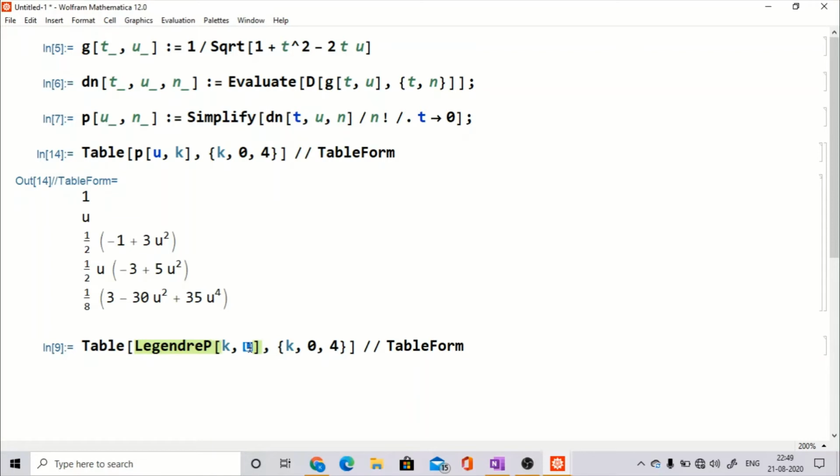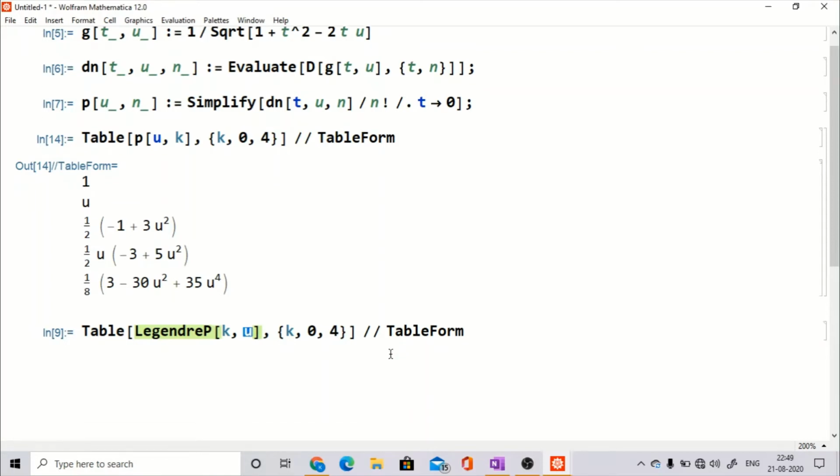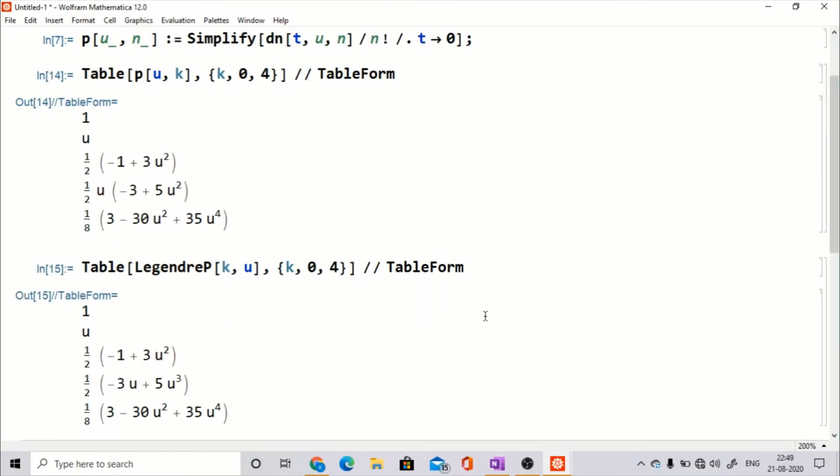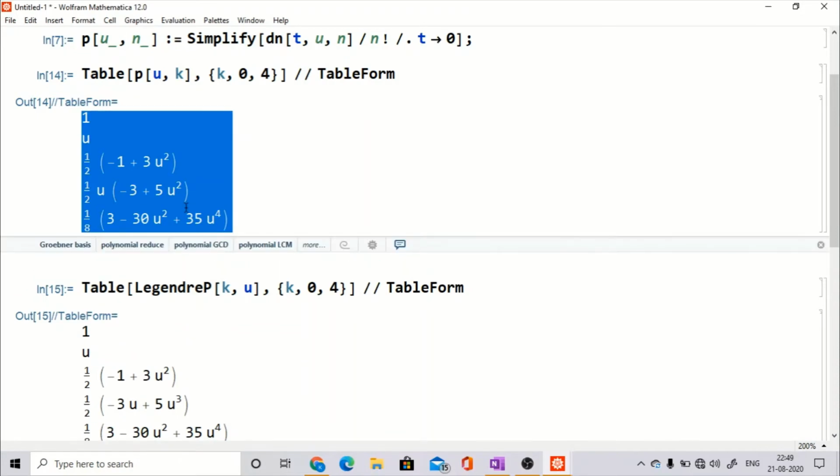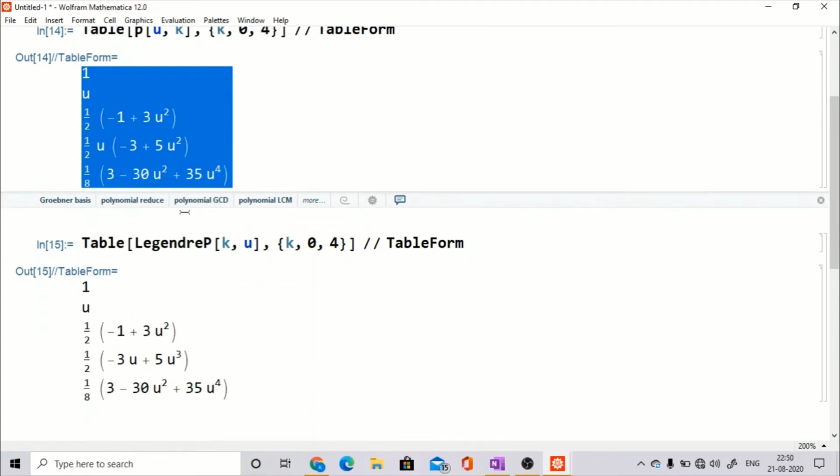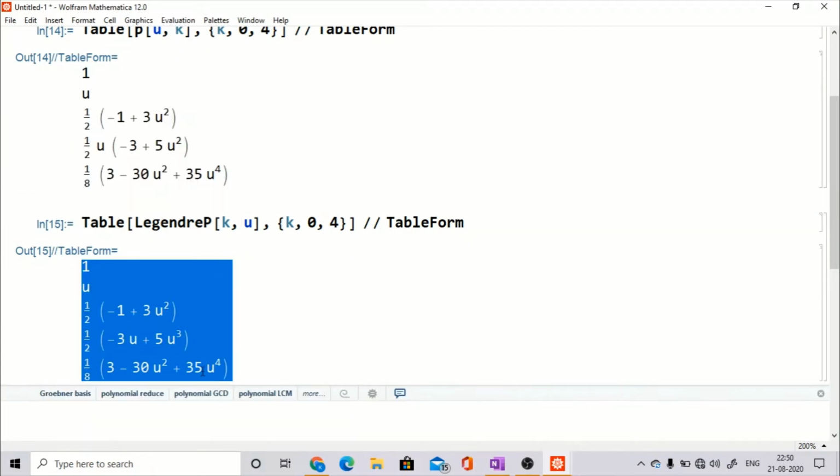Okay, now using the inbuilt function I will generate the Legendre polynomials and compare whether what I have done in my program is correct or not. So let me compare. You can see that these values are generated using our program, and these are the values generated using the inbuilt function. So both the values are the same.